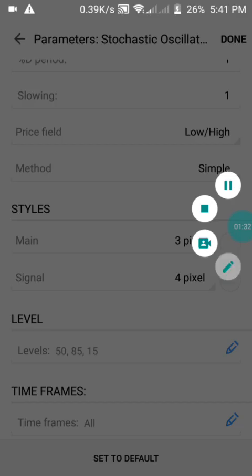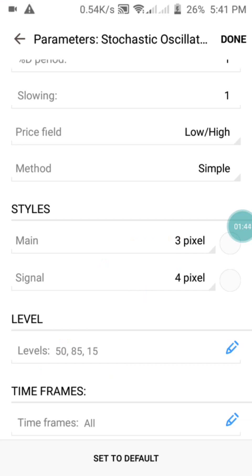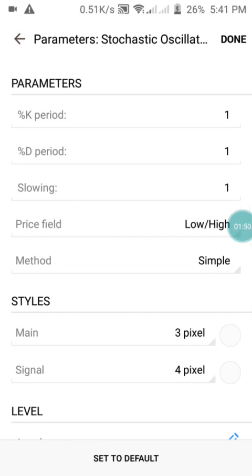And we have our different levels. We have our level 15, we have our 85 level, and we have our 50, which is our take profit 1. You can decide to wait till you reach your take profit 2, and that's exactly what you need to set up on stochastic.